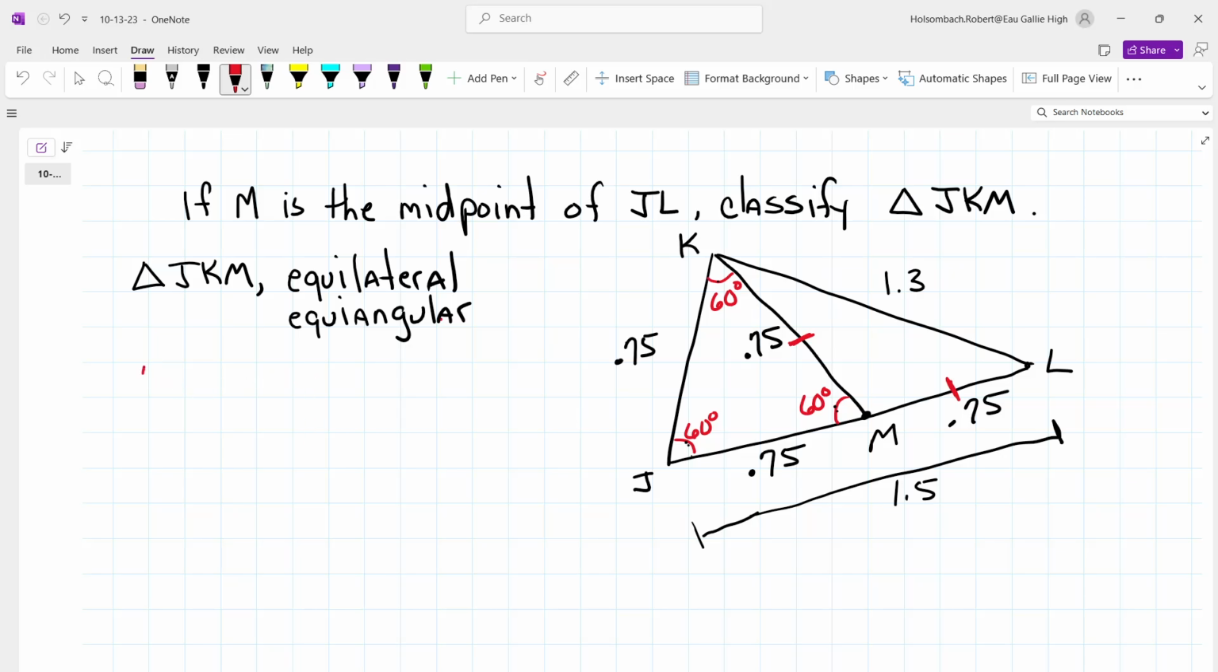Let's classify triangle KML while we're here. KML. Starting up here at K, going down here to M, and then out to L. It's got two congruent sides, doesn't it? And a triangle with two congruent sides is called isosceles. All right, so any questions there?